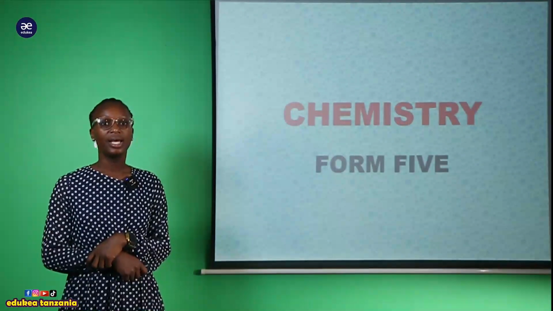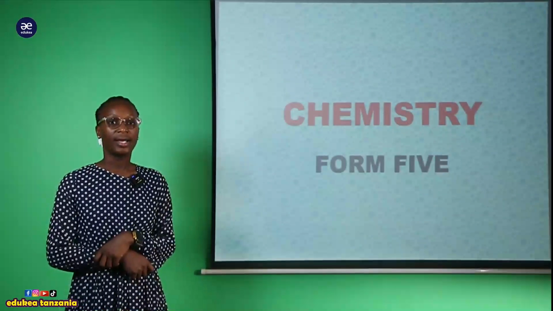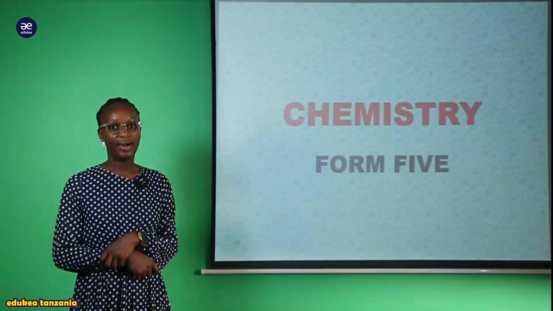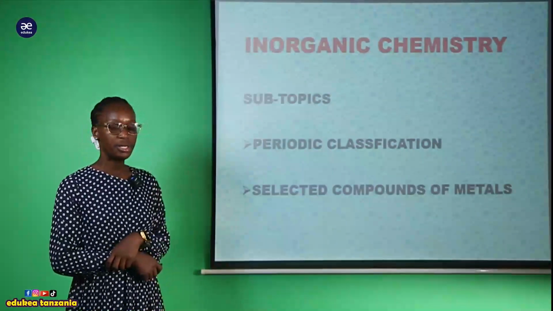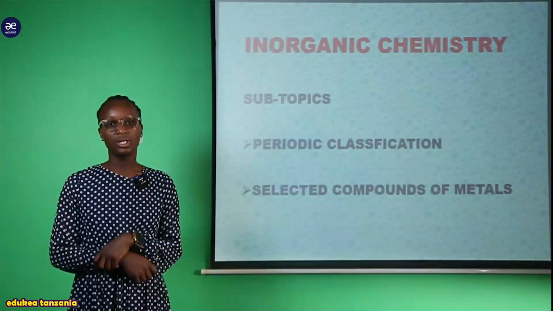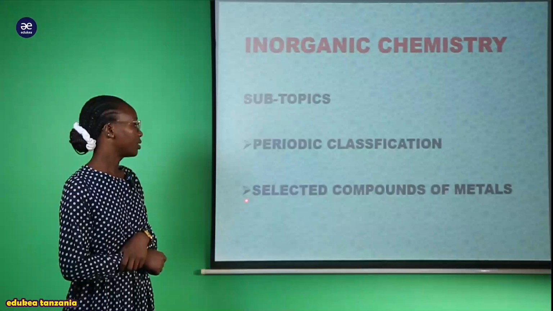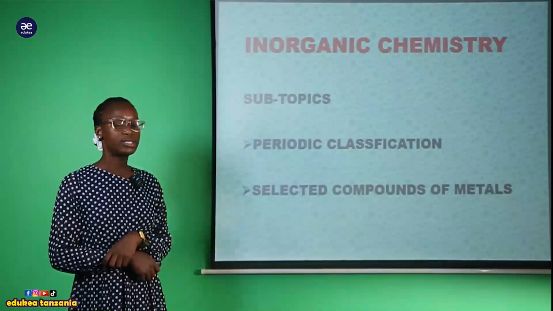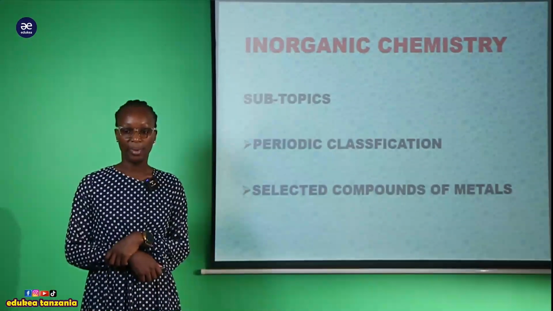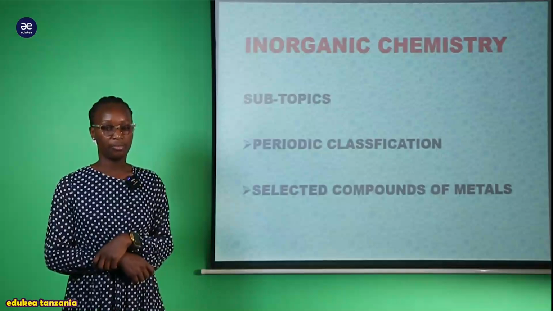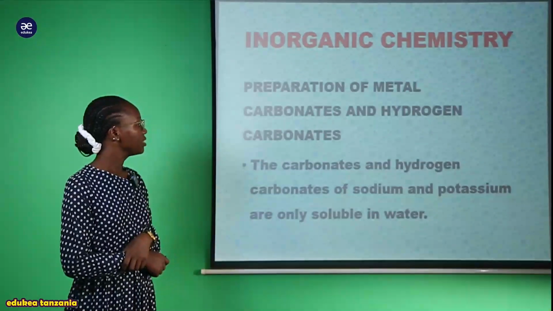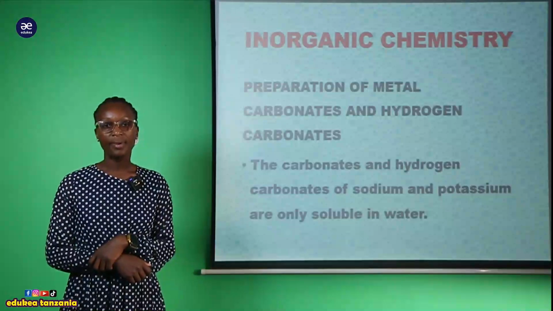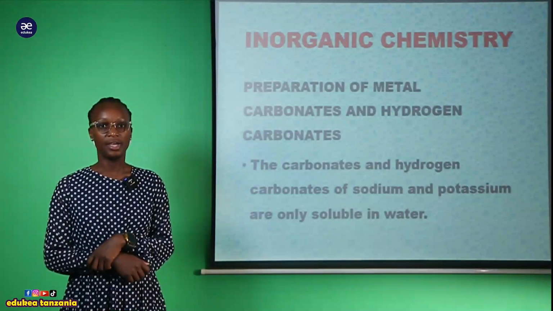My students, here we have our chemistry subject and our class level is Form 5. We are proceeding with inorganic chemistry and we are discussing our second subtopic, which is selected compounds of metals. Today we are going to proceed with the concept of metal carbonates and hydrogen carbonates.